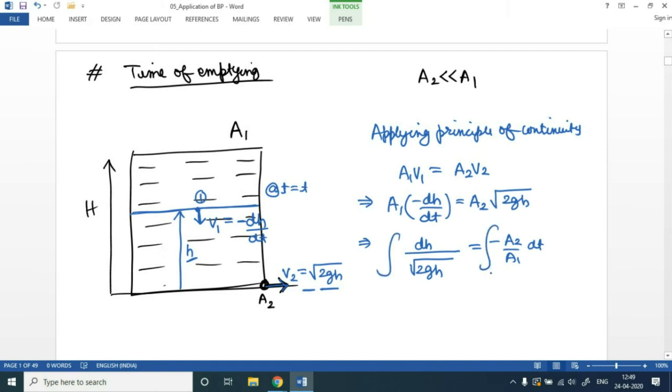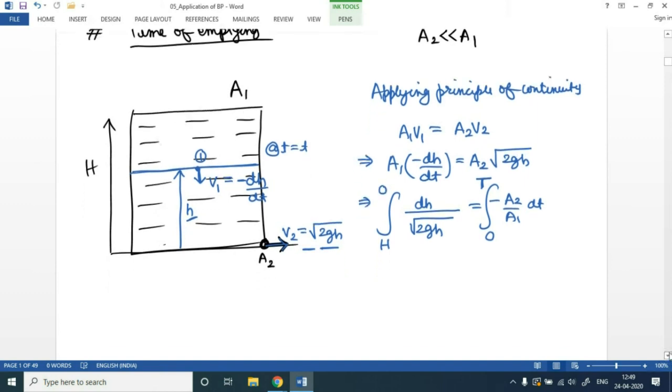Okay, so let's say we have started from t equal to 0, and we are looking to find out the time of emptying, let's say capital T, and the level of the liquid which was initially h, and the final level we are looking at is 0. So solving this differential equation over here, you will be getting T is equal to A1 by A2 times root under 2h by g.